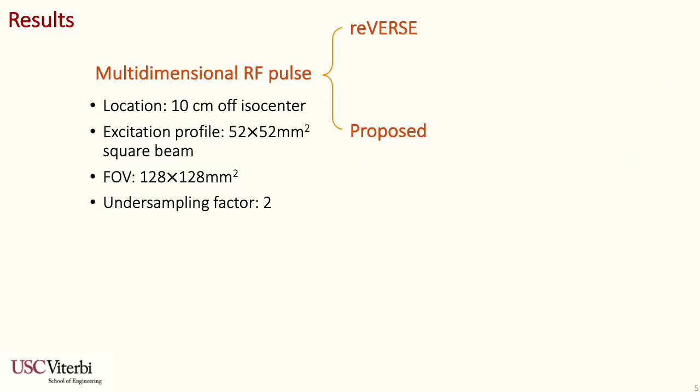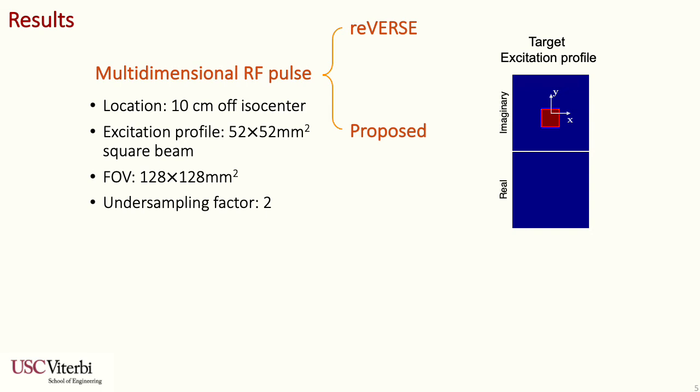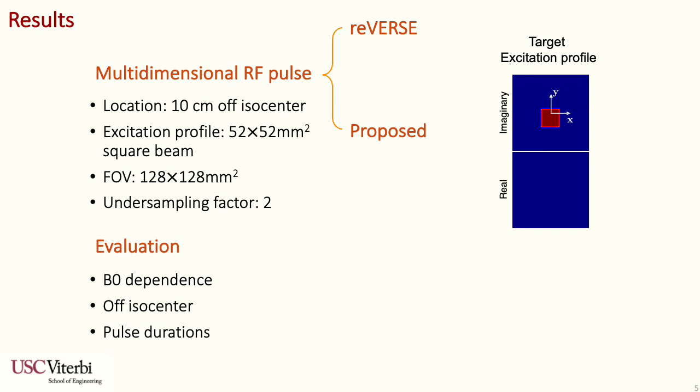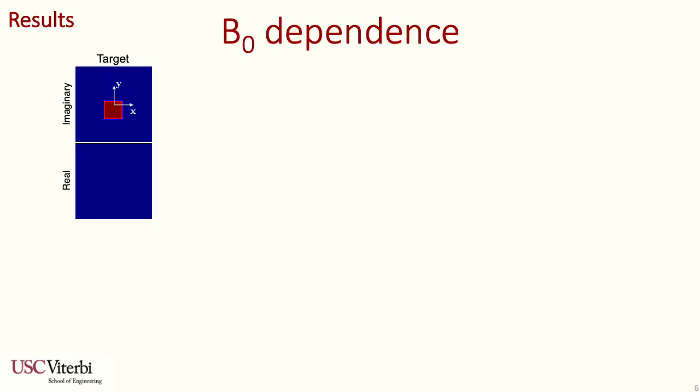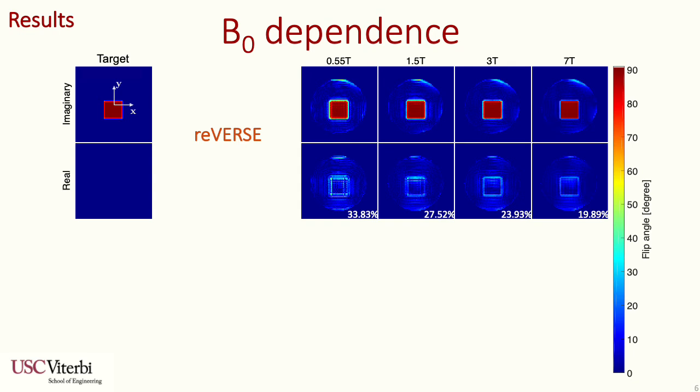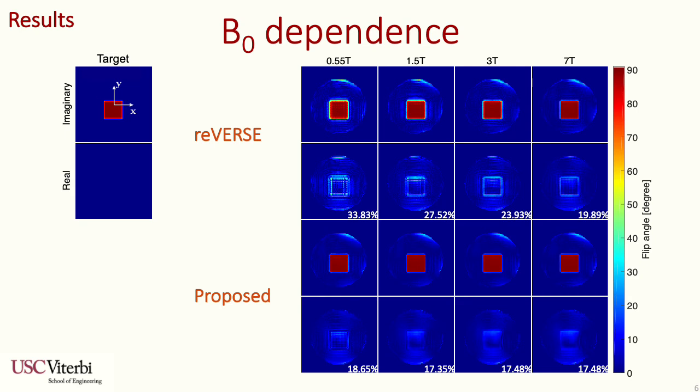Next, we evaluate the performance of multidimensional RF pulse using the reverse and proposed methods. We show the imaginary and real parts of the designed excitation. Three circumstances are considered. For B0 dependence, from 0.55 Tesla to 7 Tesla using the reverse method, we see that the errors are large at low fields and become less with higher field strengths. With the proposed method, we observe the results of all cases are more uniform with reduced errors. This improvement is greatest at lower fields.